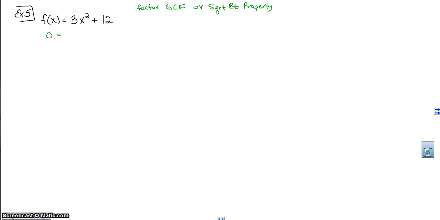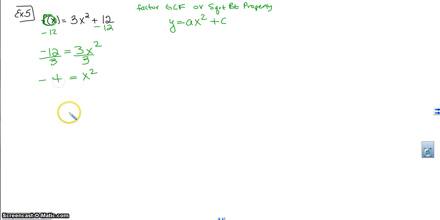So here, because it only has 2 terms, and you will notice that this does not have an x with it, it is in that form y equals ax squared plus c. I'm going to do the square root property. So I'm going to subtract 12 from both sides, pretend like this is a 0. So I have -12 equals 3x squared. Divide both sides by 3. And then I'm going to square root both sides.